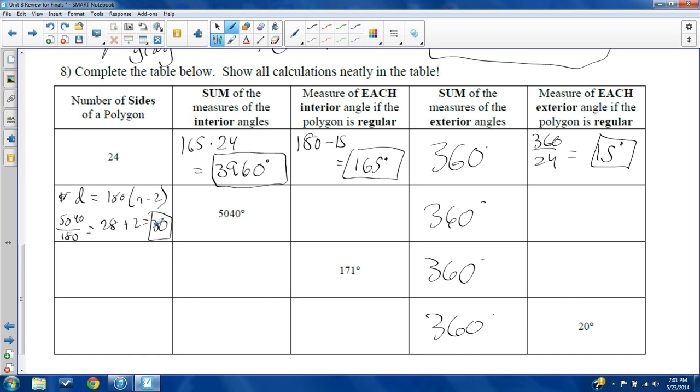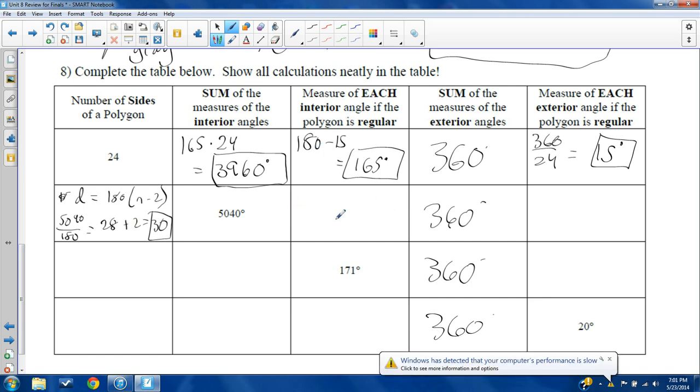I've seen people give negative answers. I've seen people give decimal answers. You can't have a decimal number of sides. You can't have a negative number of sides. And you can't have a number of sides that's 1, 2, or 0. It has to be 3 or more, and it has to be an integer. So if you have a decimal, you did something wrong in the number of sides department.